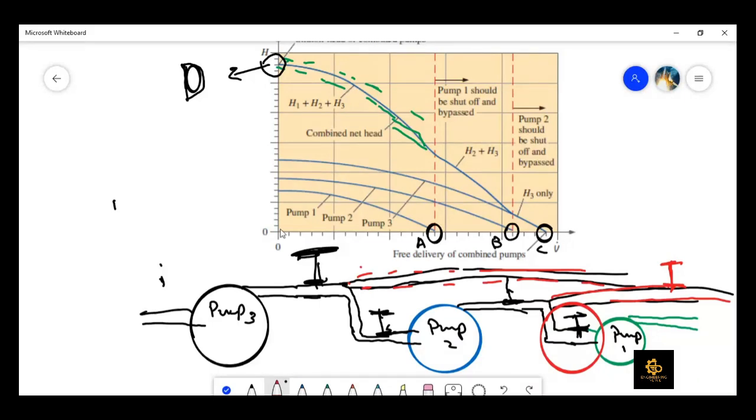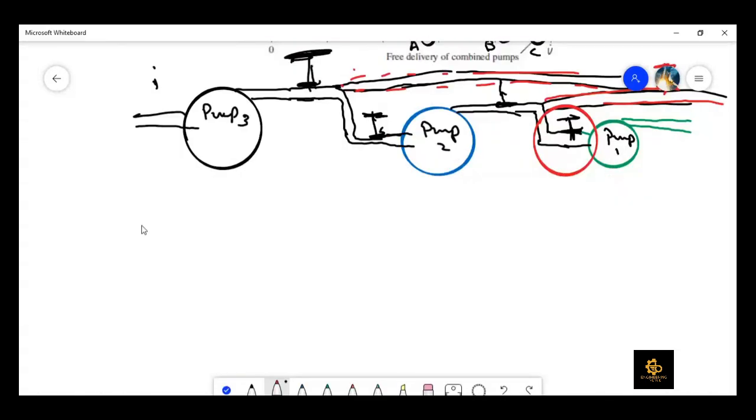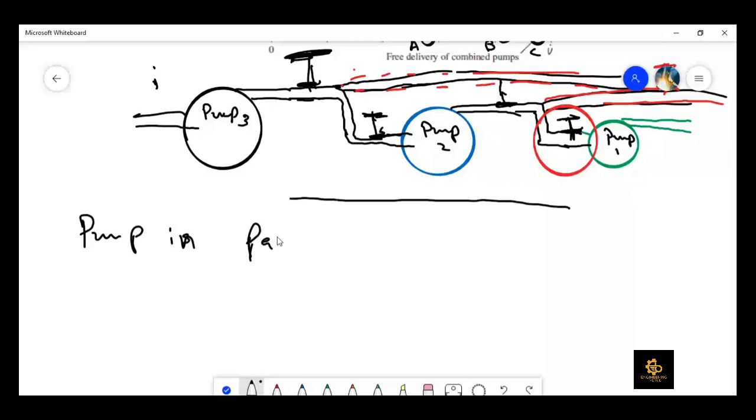Now we talk about a situation where we will need to increase the volume flow rate in a piping system. So it is just like a situation, let me give you a practical scenario for that. Pumps in parallel arrangement.